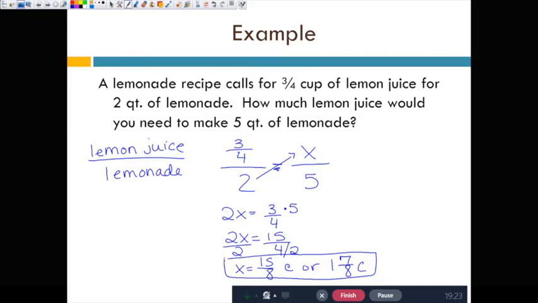Okay, so let's talk about similar figures. This is not anything new or different than what we were just talking about. The only thing that's here is they're going to be giving you pictures, and we're going to create our proportions with our pictures, okay, with figures.